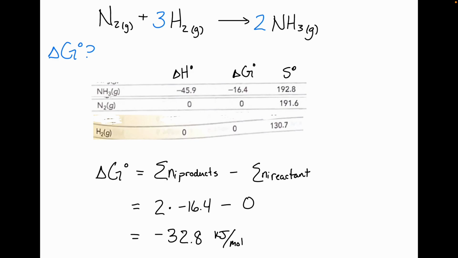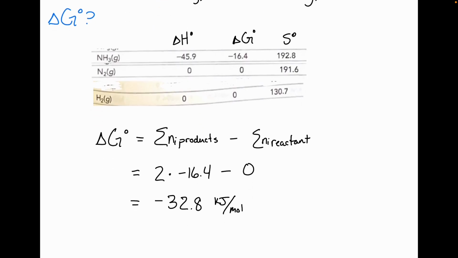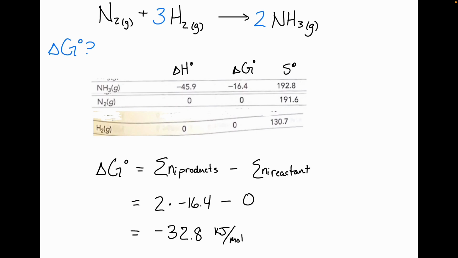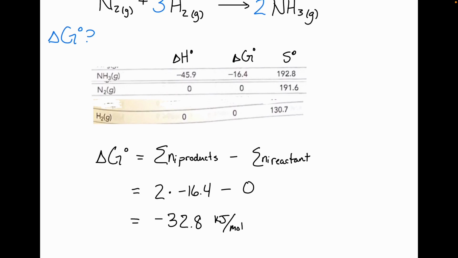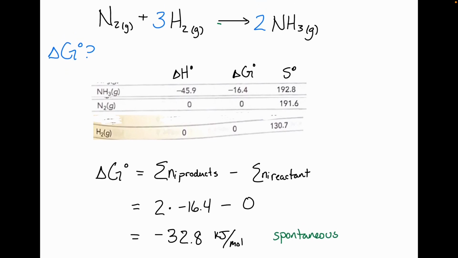All right. Cool. So this tells us that this reaction is what? Spontaneous or non-spontaneous? Spontaneous. Negative delta G is good. This would be a spontaneous reaction, meaning that at standard state, it will indeed proceed towards the product side.